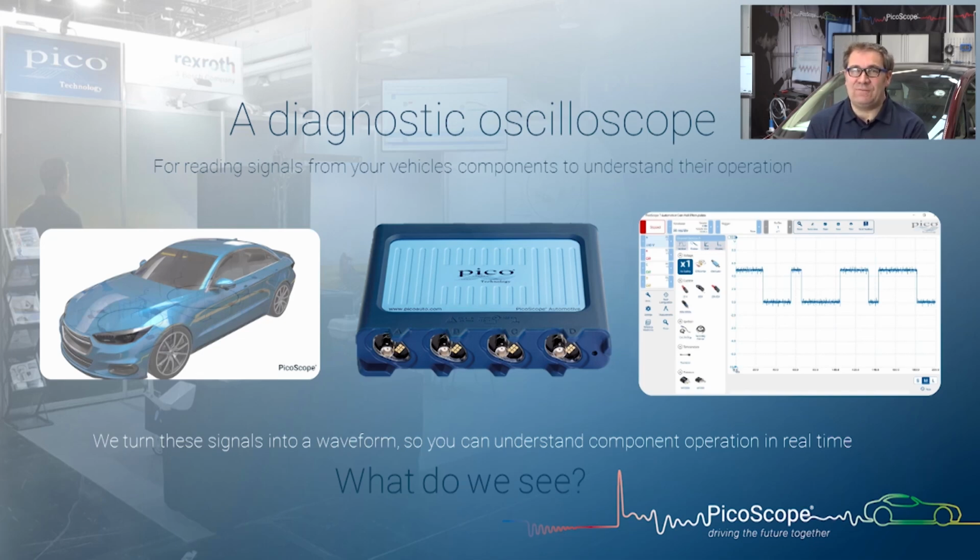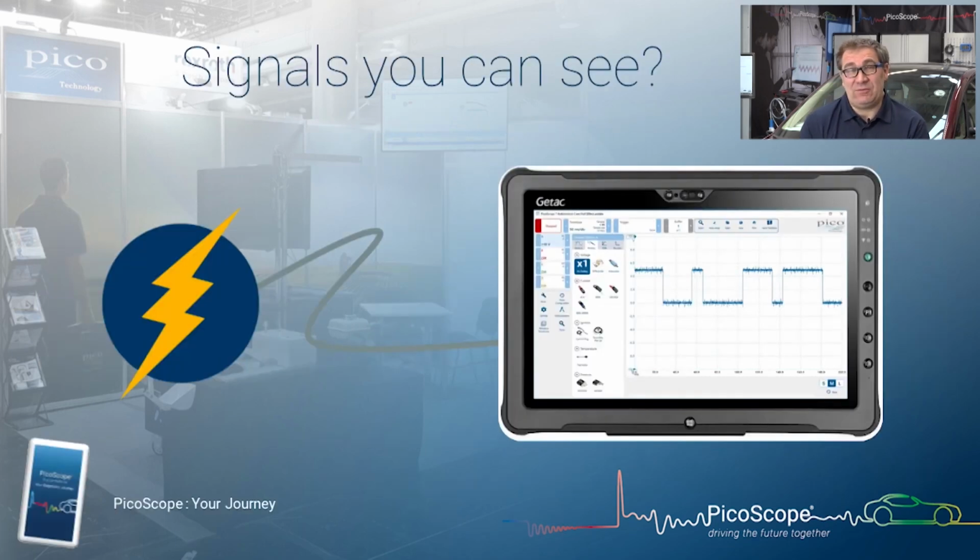So that's what we're looking out for today, and a lot of what we'll be doing is looking at waveforms and starting to give you the information and understanding to look at them and see what's going on within that component. Like we say, we can look at that component operating in real time. So basically it gives us a way to view the electrical signals, the pulses if you like, through the wiring, and turn them into a waveform.